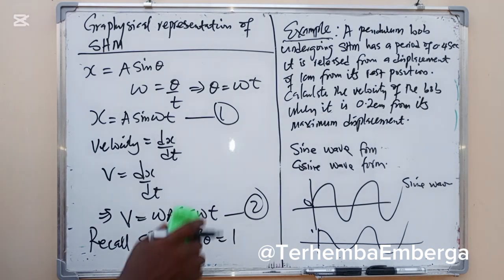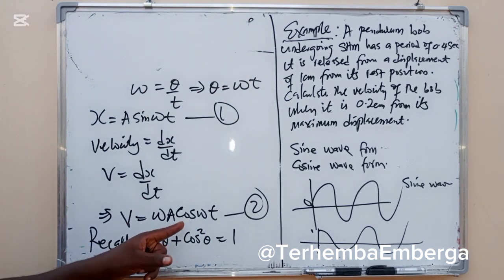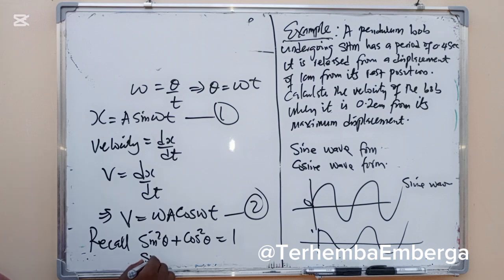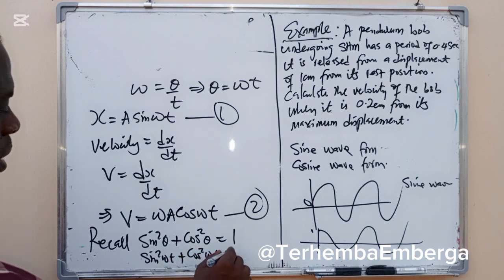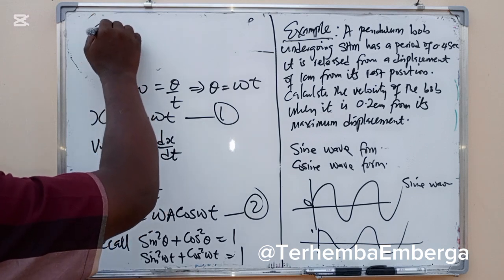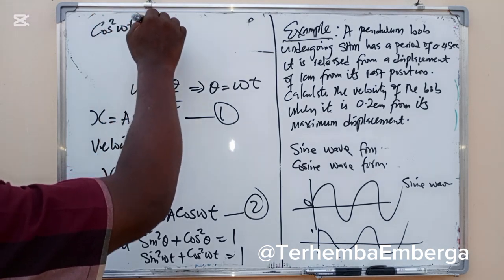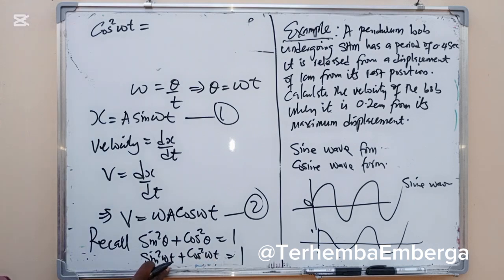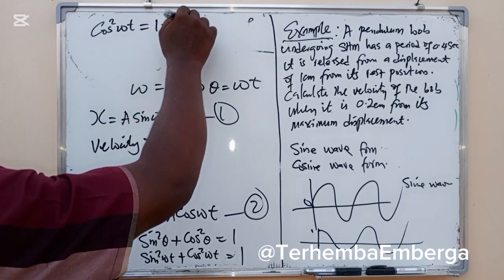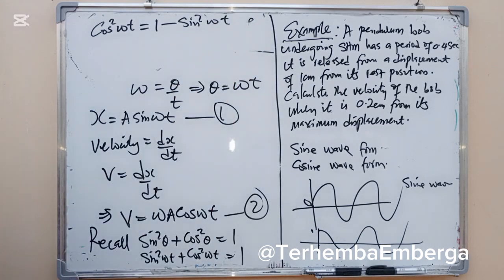But in line with what we are discussing, we can write this as sine square omega t plus cos square omega t equal to 1. So if you make cos square omega t the subject, taking sine square omega t to the other side becomes minus. So this will be 1 minus sine square omega t. Is that right?